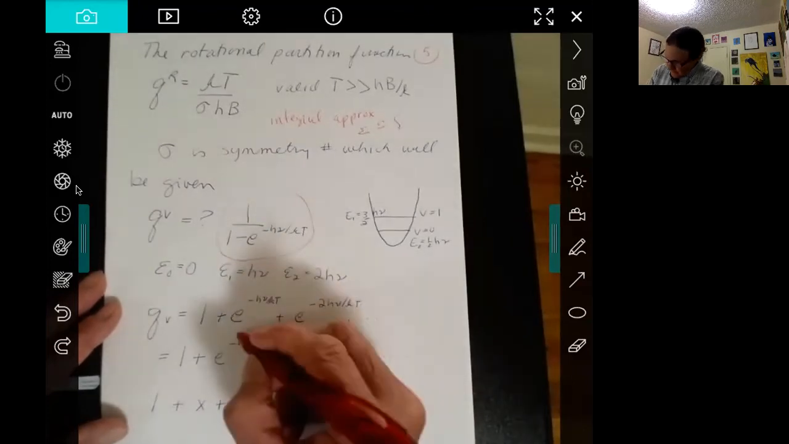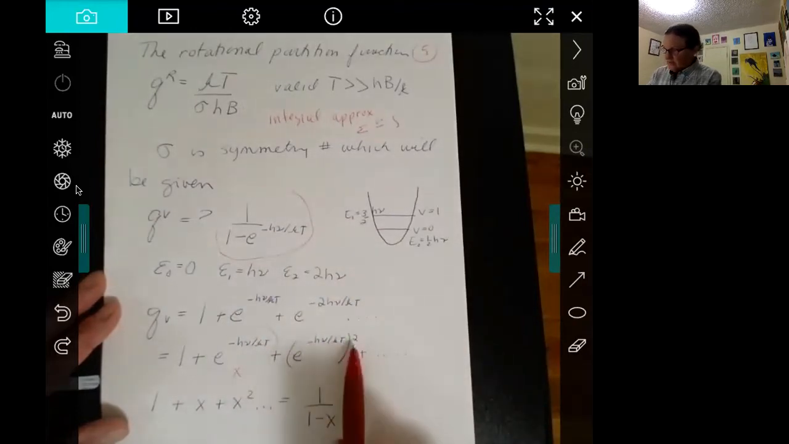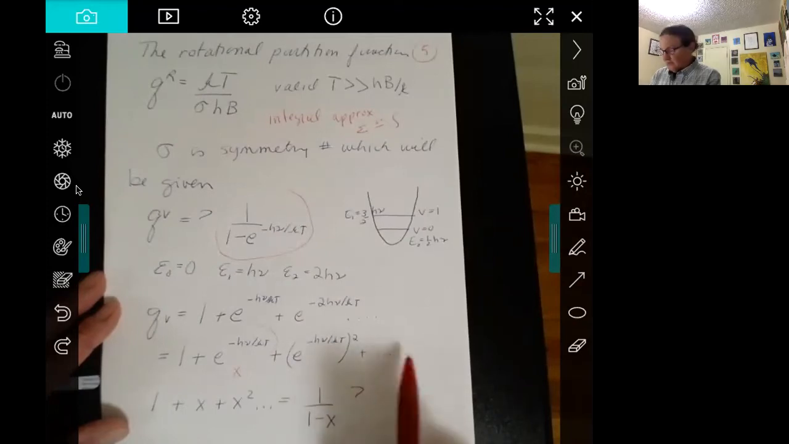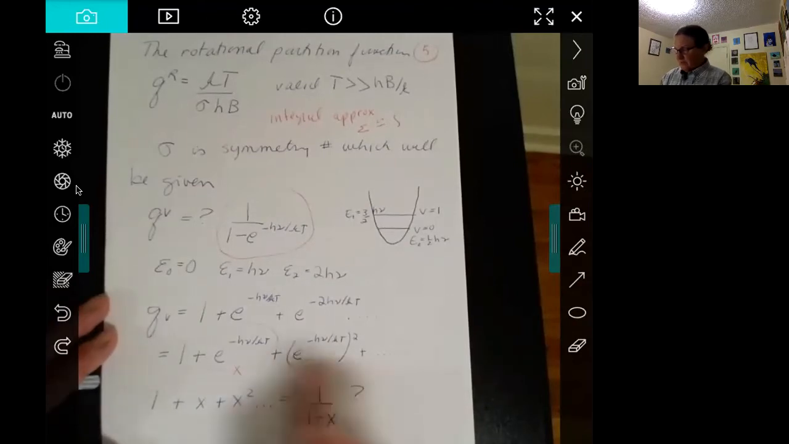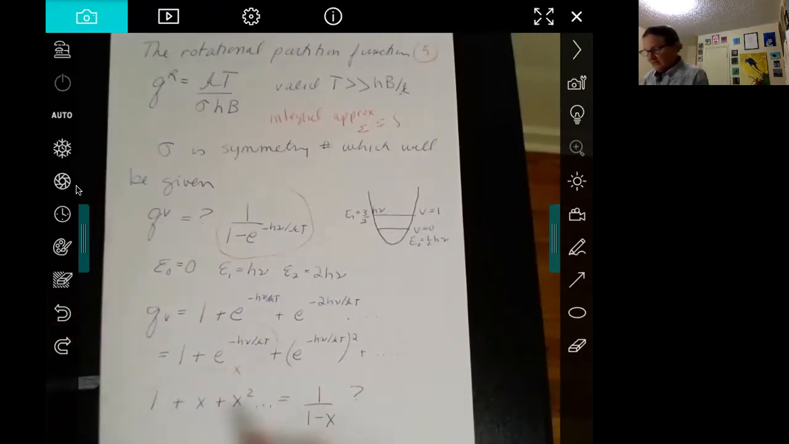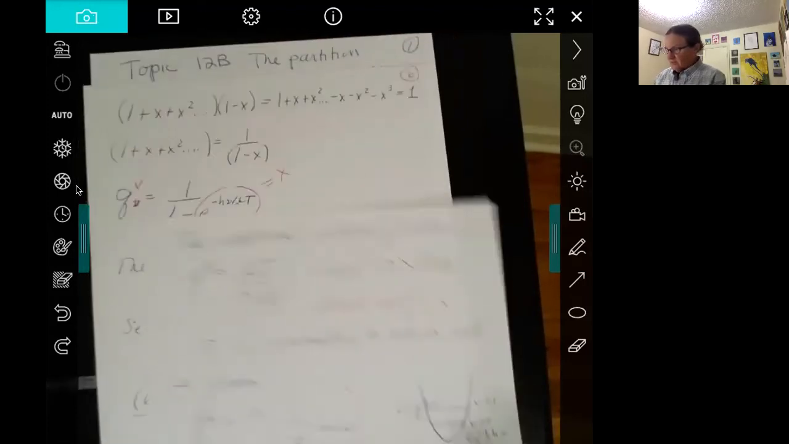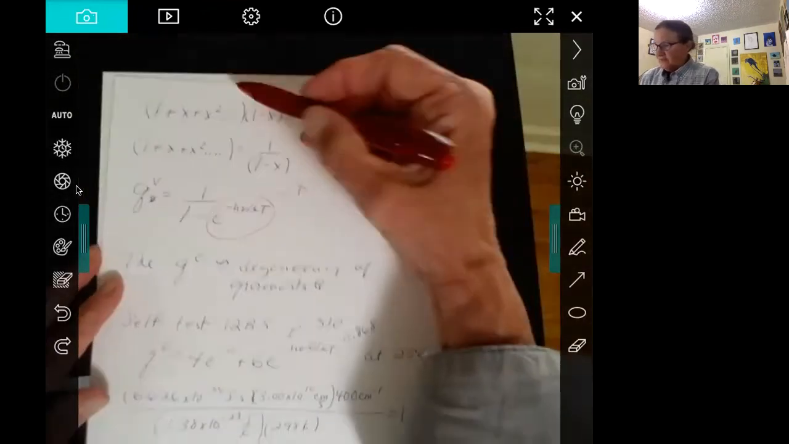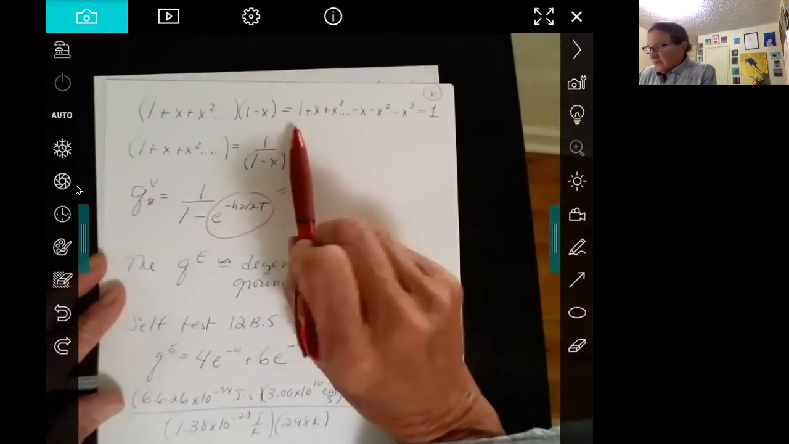So if we call this x, then this would be x squared, because if you square this, you get a 2 there, plus x cubed. So it's an infinite sum, but you can see mathematically that that infinite sum is really just equal to 1 over 1 minus x. And you do that by going up here, and we start with the infinite sum, and if we multiply it by 1 minus x, then what do you get?